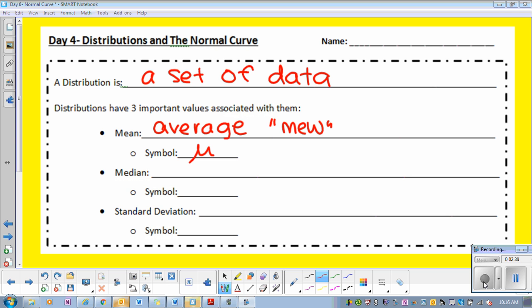My algebra teacher said to think of it as meow, because the little M thing looks like cat's ears. That works too. On your calculator, it's worth noting that it's x bar, an x with a little bar above it. That means your mean, or your average, on your calculator.